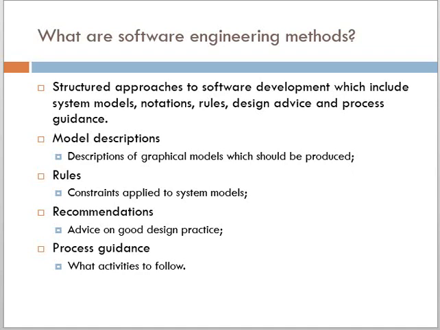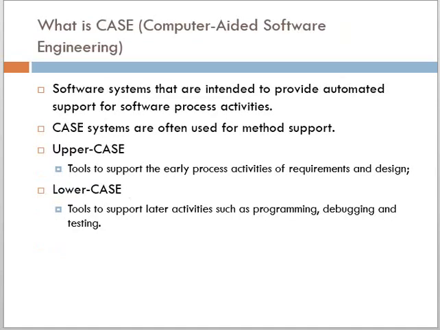What are software engineering methods? Here we discuss some methods of software engineering. First we have the models. Description of the graphical models which should be produced is known as the model description. Now rules. Constraints applied to the system model are known as the rules. Recommendations are advice on good design and practice. Process guidance says what activities to follow. Those are the methods of software engineering.